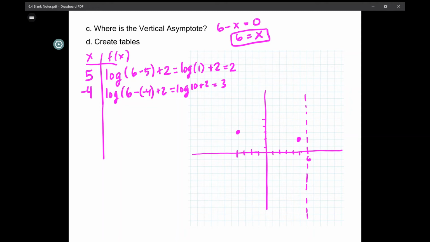What we could do, we're missing quite a few points. Let's use our calculators to help us a little bit here. This really isn't giving me a good enough graph, so we need a few more points. We'll have to use our calculators to do some approximations. So let's plug in 0.